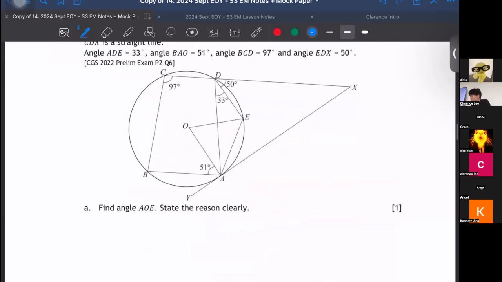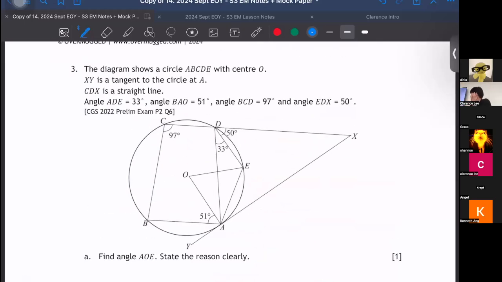Question number 3. Properties of circle question, very common. You have things like angles in same segment, opposite segment, angle at center equals 2 times angle at circumference. How do you make use of this, or rather, how do you find all these angles quickly? Very simple. You look at the first and the last letter. For example, AOE starts with A, ends with E. For you to be in either the same segment or opposite segment, just look for angles that start with A and end with E.